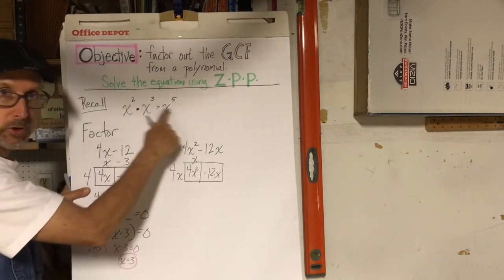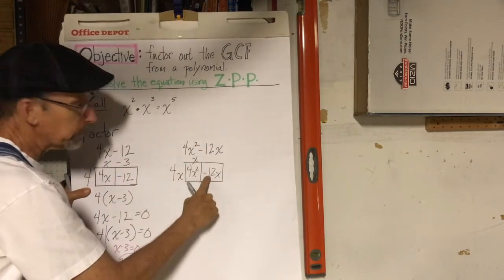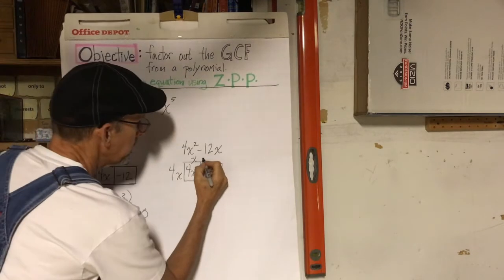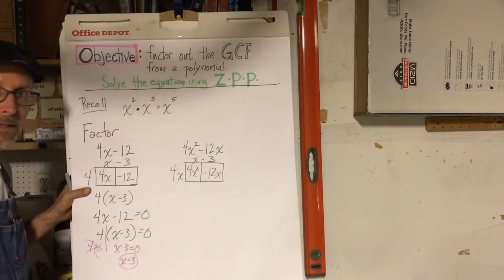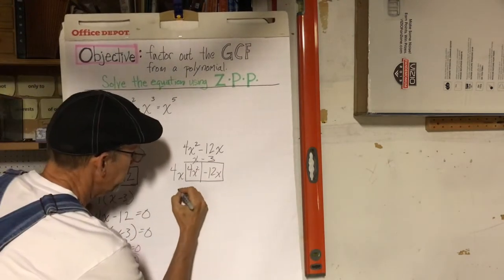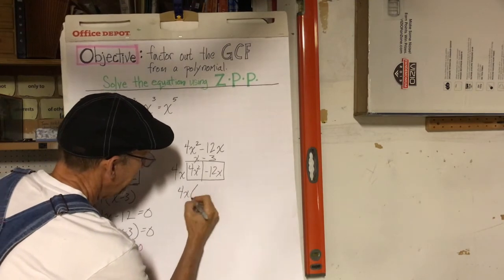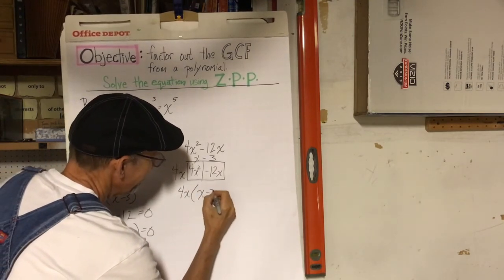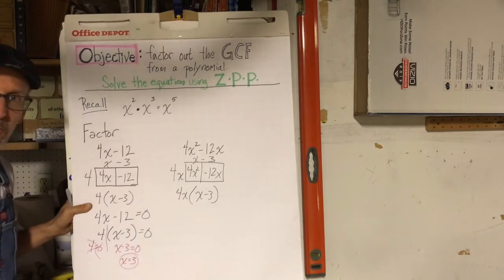There's no using my integral rule here. And 4x times what is negative 12x? Well, minus 3. Negative 3. So here's our factored form. There's our factored form. Great.